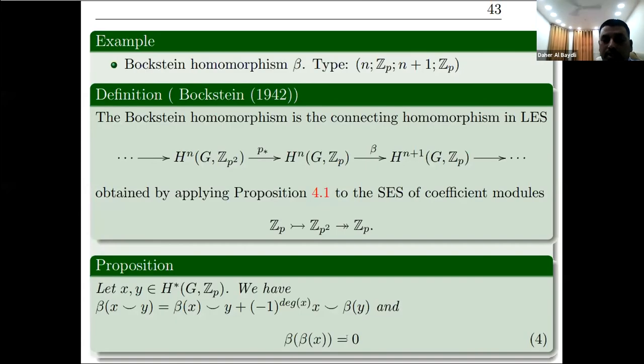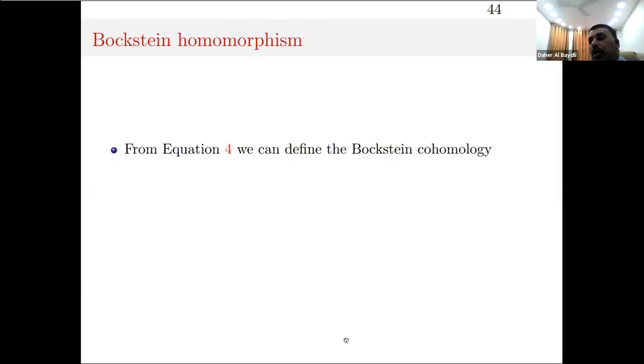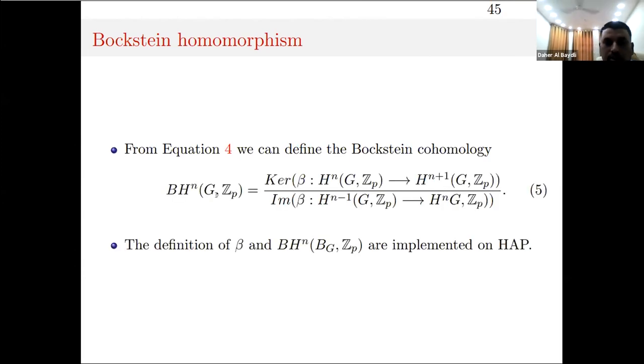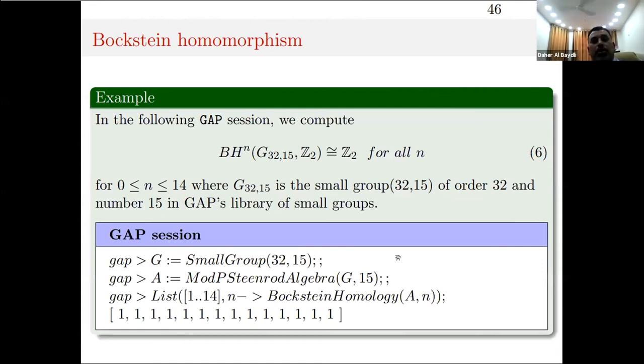And from equation four, since the Bockstein squared gives zero, we can define Bockstein cohomology. This means the Bockstein cohomology is the kernel of the Bockstein over the image of the Bockstein. The definition of the Bockstein and Bockstein cohomology are implemented in HAP. This is an example of a GAP session. We compute all the cohomology groups for the small group of order 32, number 15 in the GAP library of small groups, and we get that all are isomorphic to Z2.